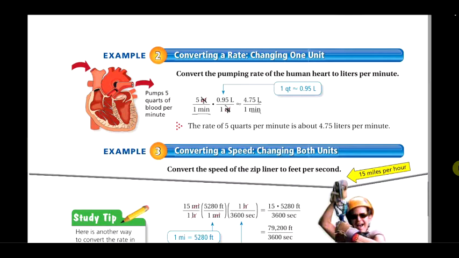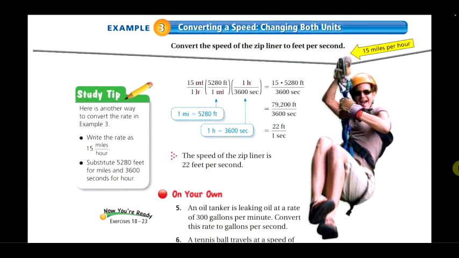So that's only when changing 1 unit. Sometimes you need to change 2 units. So if you'll see here, this zip line currently says that it's going 15 miles per hour, and they want to change it to feet per second. So they have the original 15 miles per hour written down here, and then we have our conversion from miles to feet. You want to cancel out miles, so miles is written on the bottom. So we have 5,280 little tiny feet in 1 mile. So that's on the top being multiplied.